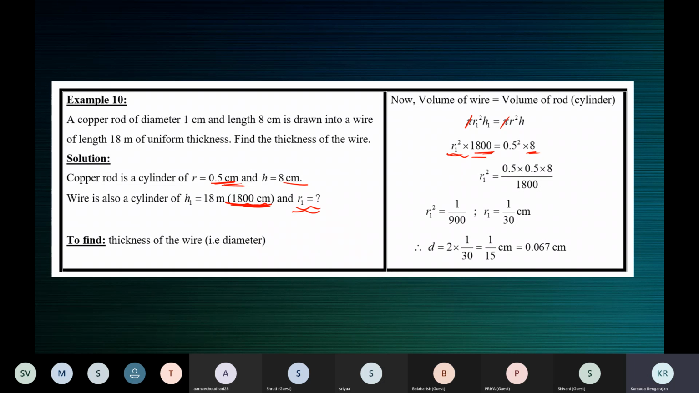Work this out to find the value of r1. Double it to find the thickness of the cylinder. Why double it? Because we have to find the diameter. We found the radius, so double it to find the diameter. Please go through the answer again. Read the question, go through the answer and then write down.